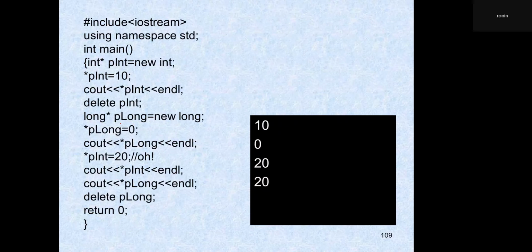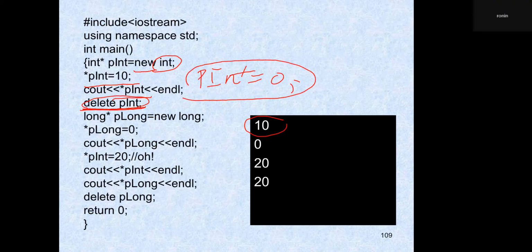Look, this example, this is an int. We get a new space from the free store, and pint equal to 10, then take out pint, and delete pint. Notice that we had a good experience. We should, after delete pint, make the pint equal to 0. Here, we did not make pint equal to 0. Then plong, new long, plong equal to 0. And here, pint equal to 20.